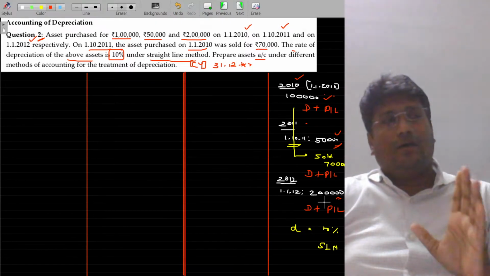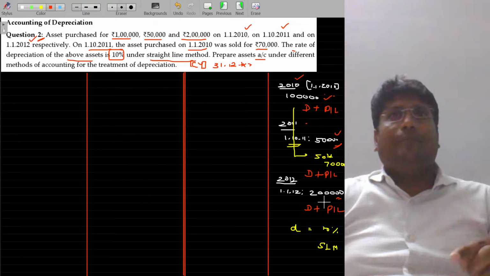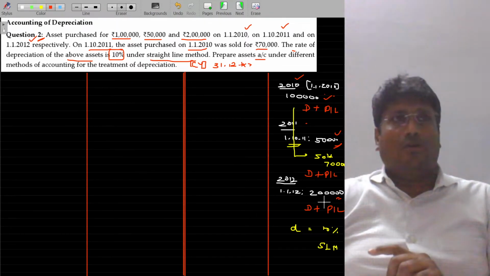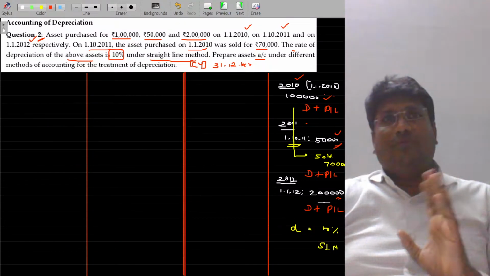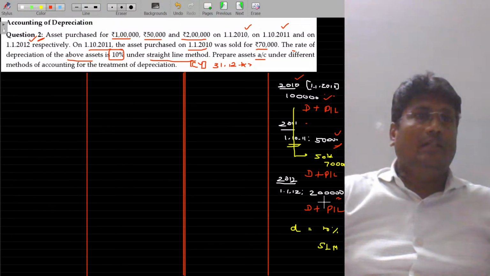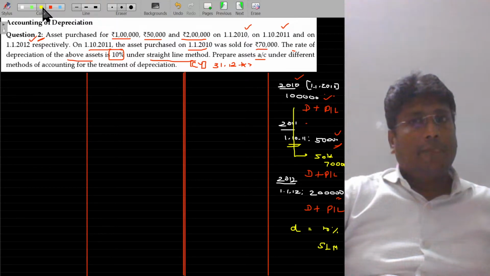And at year end, of course, we again have to provide the depreciation and transfer the depreciation to the P&L account for the asset left over available with the company, with the firm. Is that okay? Now let's start with 2010.